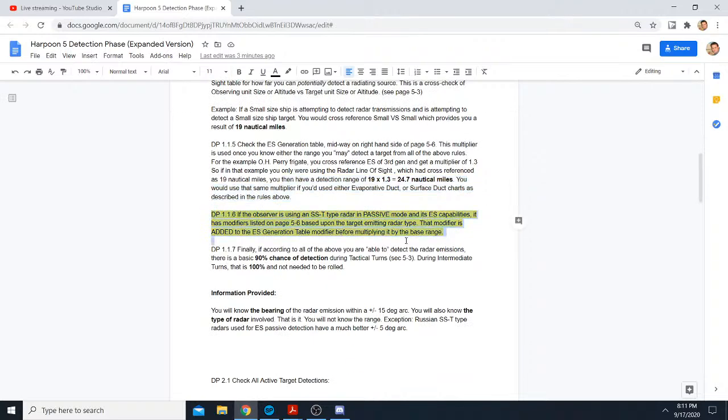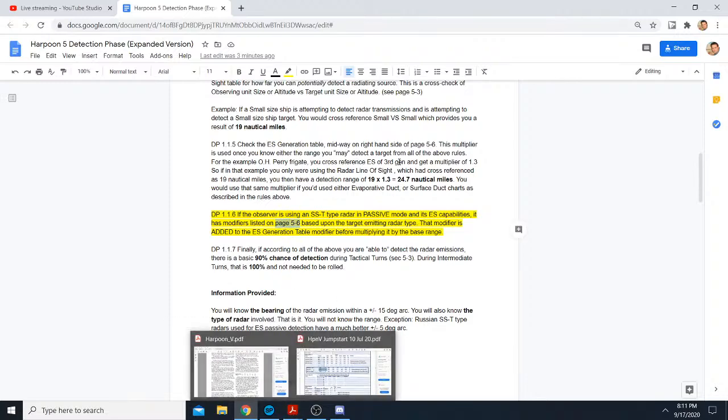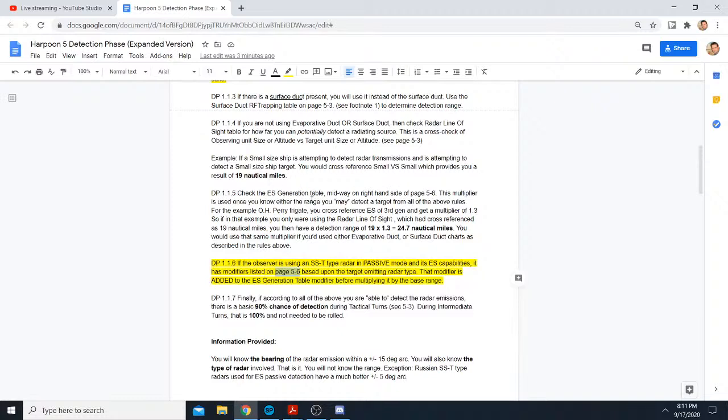And this is that other caveat I mentioned, that if the observer is an SS-T, which is usually Russian or Chinese, in passive mode, using its ES capabilities, that's one of its special powers, if you will. It has the modifiers listed on 5.6, which is an addition to that base ES generation modifier. So back here in the US O.H. Perry example, this was a 1.3.